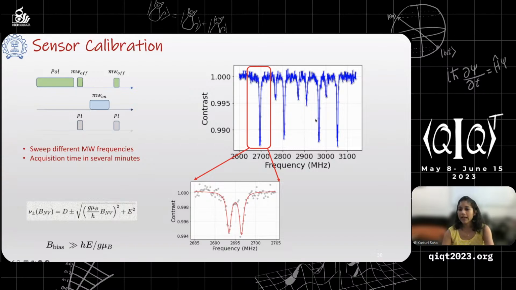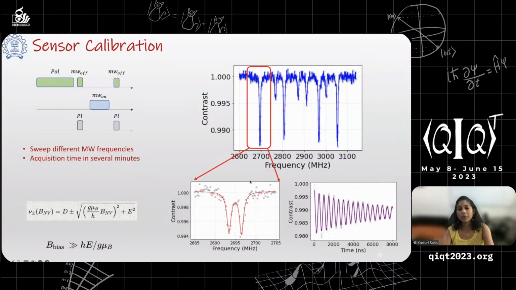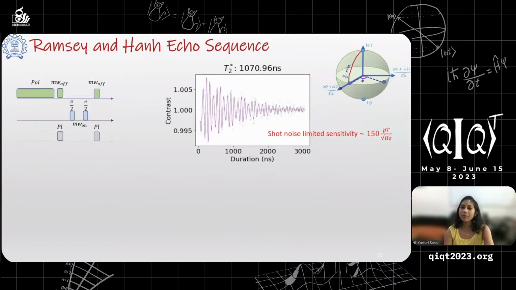If you apply a bias field, you can see 4 lines, as one would expect from a bulk NV center sample. When we performed qubit control on this sample, we performed Rabi, a very nice looking Rabi. You can see that it goes up to almost 8 microseconds. We can control the spin state very precisely. And then we performed T2 star measurements, which is essentially a coherence measurement and magnetic field sensitivity. Here we have a shot noise limited sensitivity of about 150 picotesla per square root hertz.